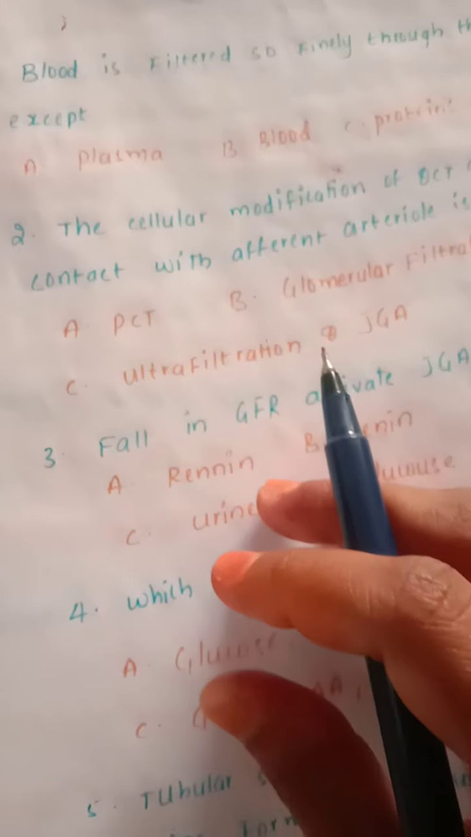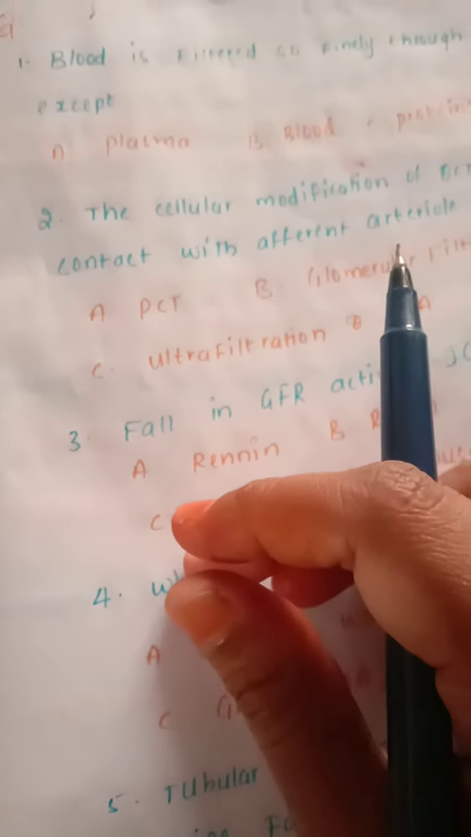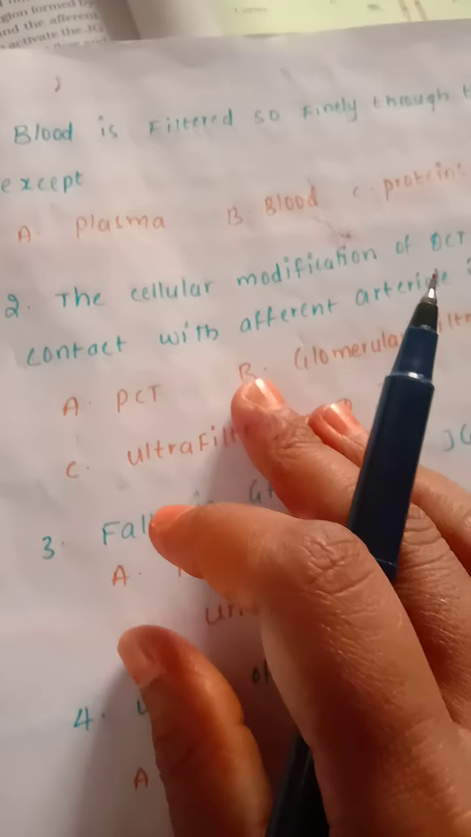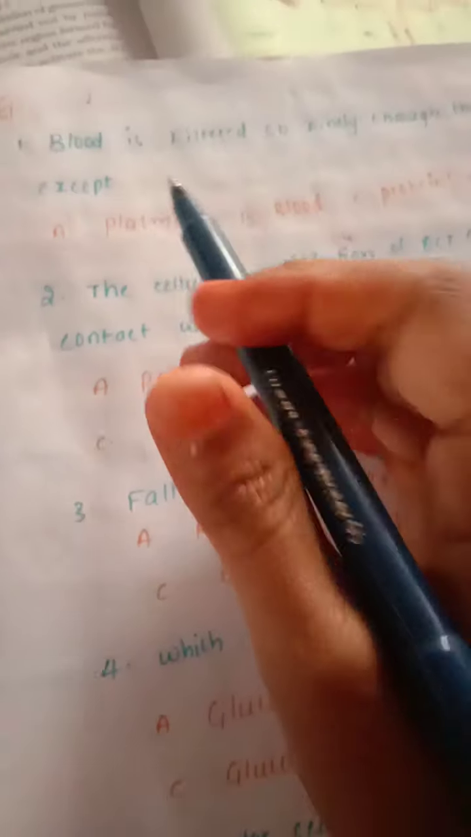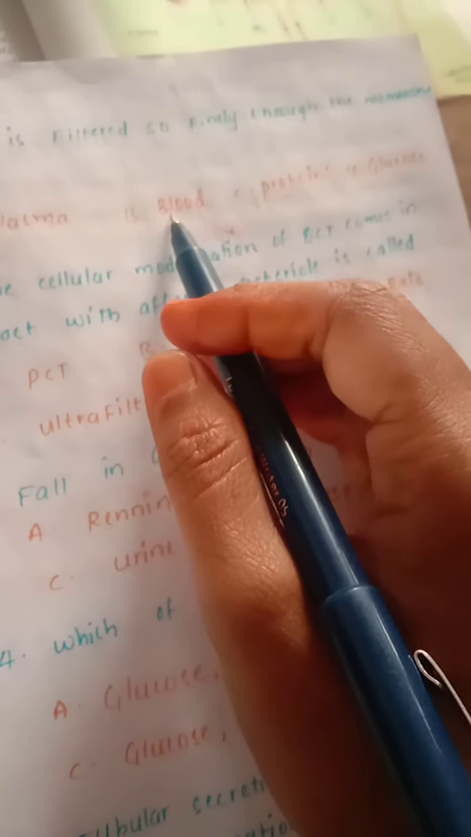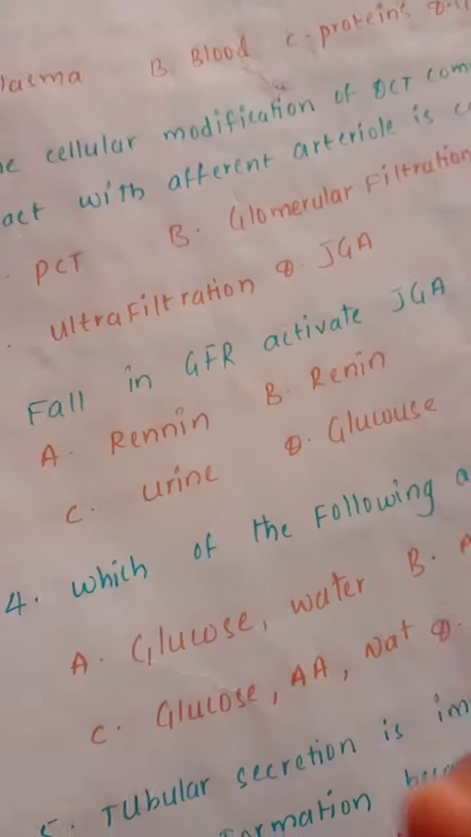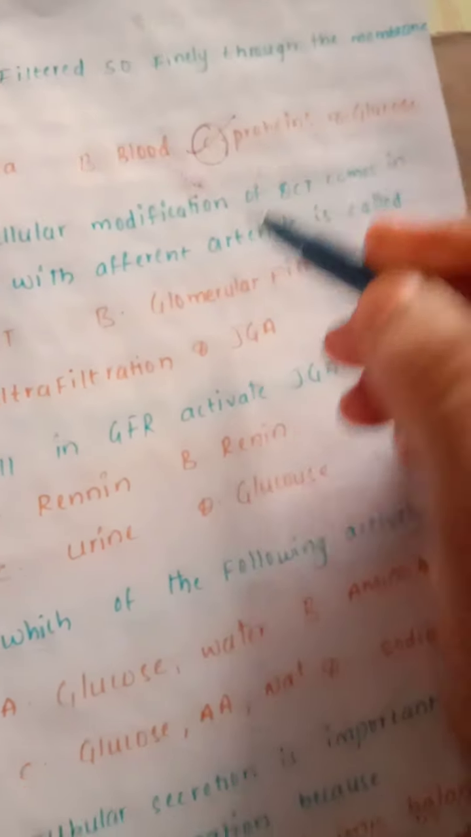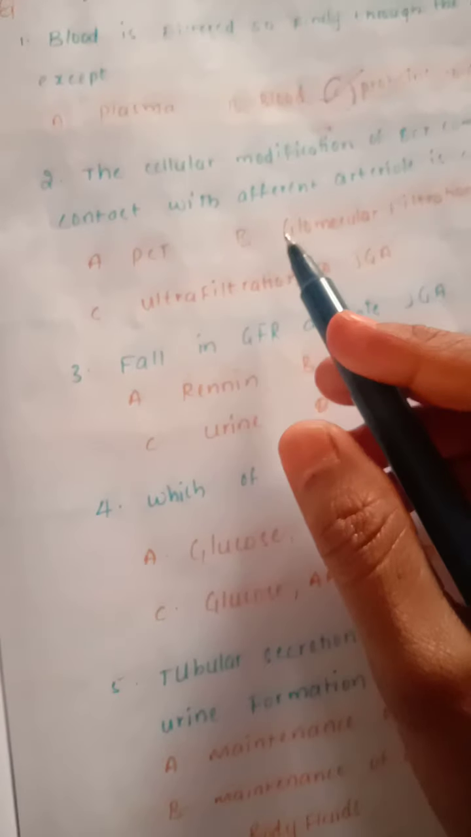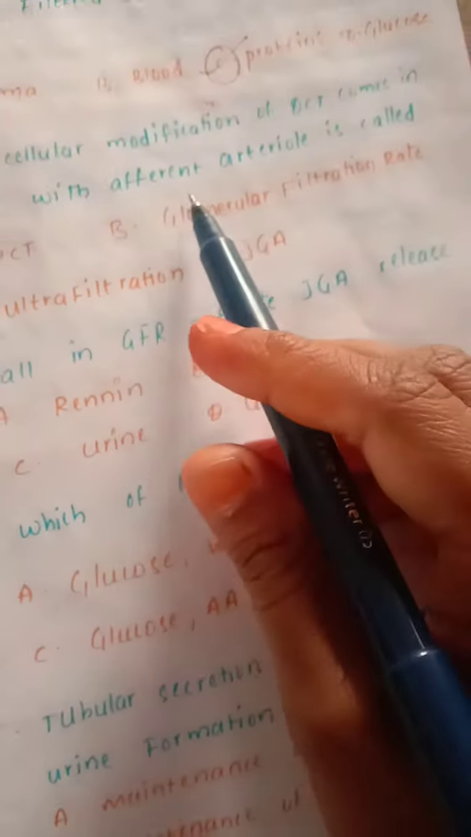Blood is filtered so finely through the membrane, except which of the following is not filtered by the membrane? Plasma, blood, proteins, glucose. Proteins is the answer. Then cellular modification of DCT comes in contact with efferent arteriole.